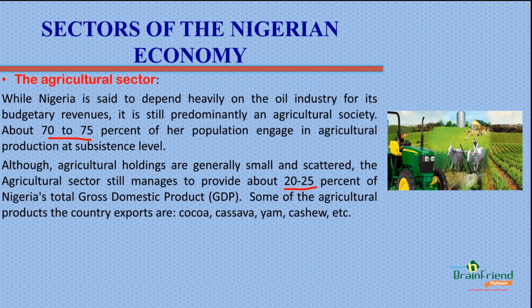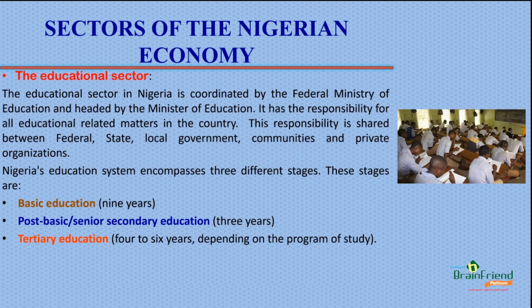Some of the agricultural products that the nation is strong at exporting are cocoa, cassava, yam, and cashew, among others. The educational sector is next. The educational sector in Nigeria is coordinated by the Ministry of Education and headed by the Minister of Education.